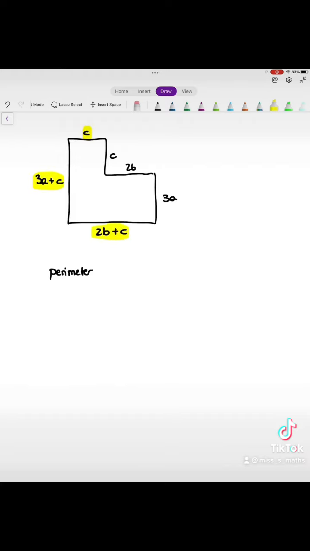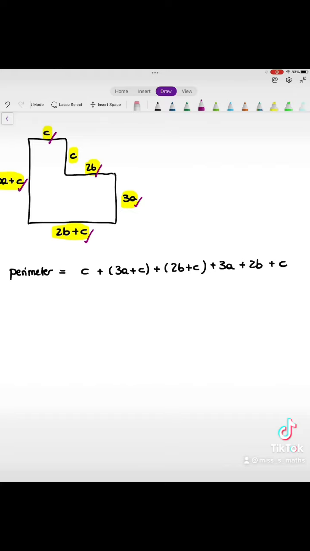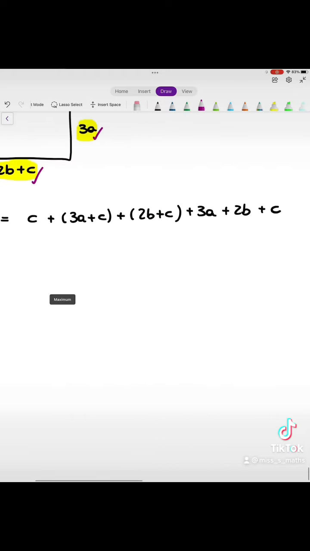We start off with our c, so just pick one of the measurements and start from there, and then just go around the whole shape. I'm going to start with that c on top, then I'm adding 3a plus c, then I'm adding 2b plus c, then we're adding 3a, next we're adding the 2b, and then we're adding the c. Double check if you have all measurements covered.